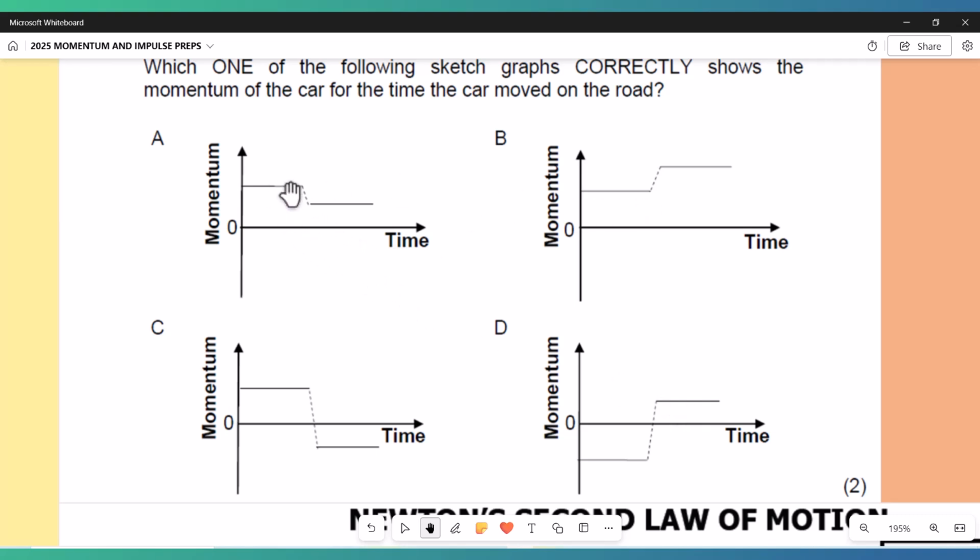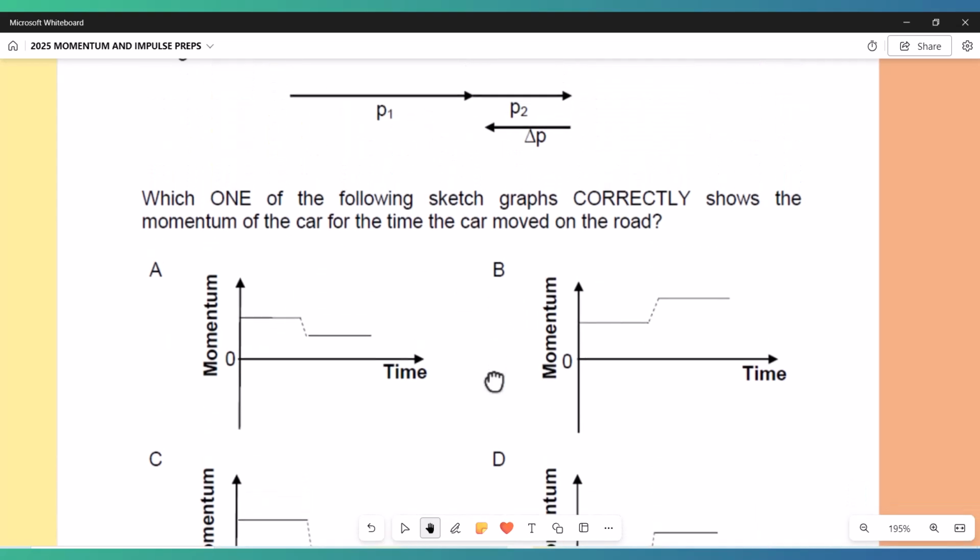Now, our answer is either A or B. But how do we know the right answer? You look at our diagram again here. If you look at P initial and P final, which one is bigger? P initial. So we're going to compare A and B. Which one has got a bigger P initial and a smaller P final? Now, from 0, like this. If this is 0 here, this is momentum. So if you check here, this is P1, this is P2.